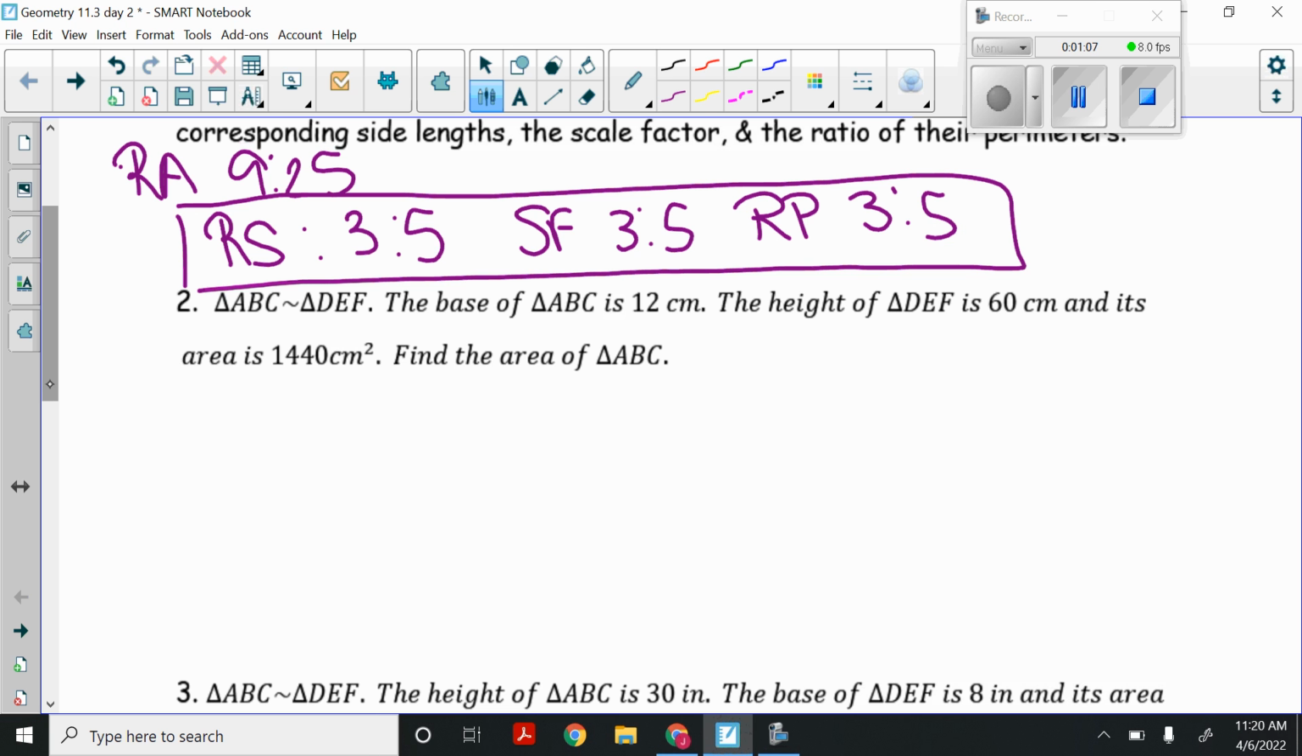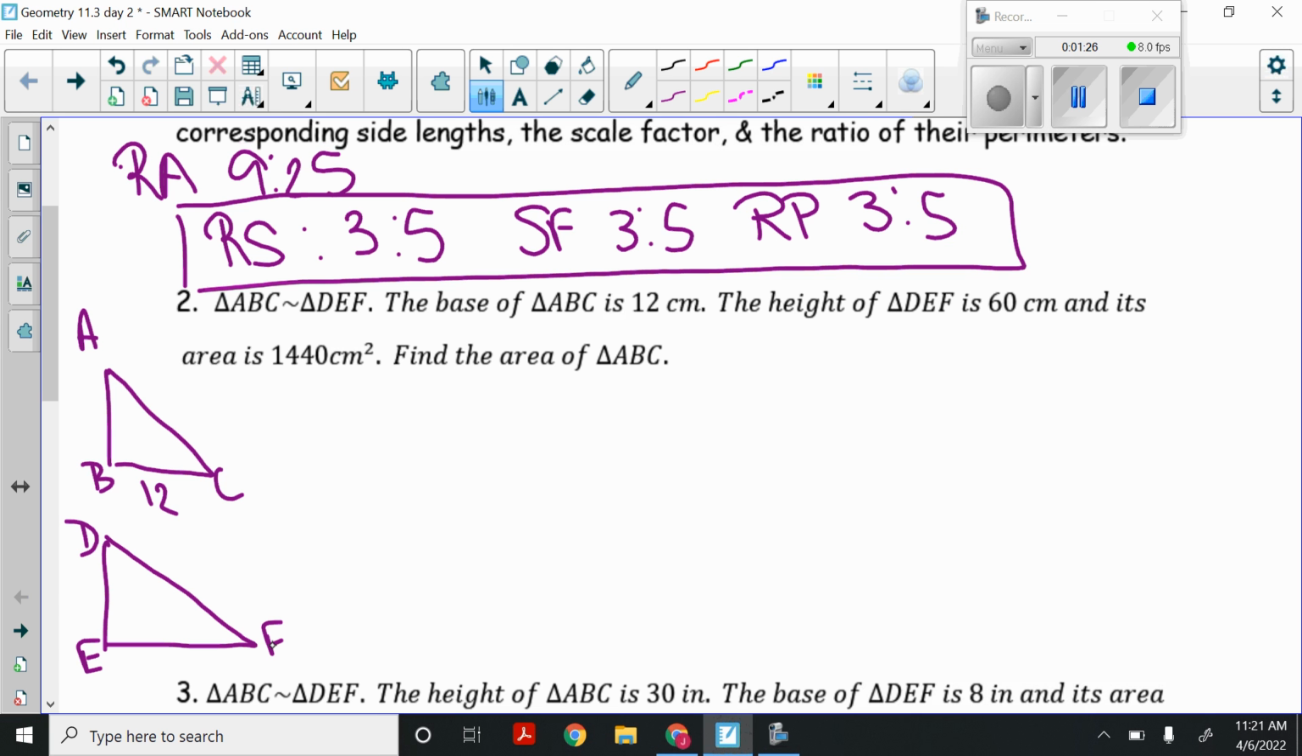All right, number two. Triangle ABC is similar to triangle DEF. The base of triangle ABC is 12 centimeters. If it helps, let's draw these triangles out. So ABC, the base of ABC is 12. Now I have D, E, and F. The height of DEF is 60, so I'm going to put that as my 60, and its area is 1440 square centimeters. Find the area of triangle ABC.